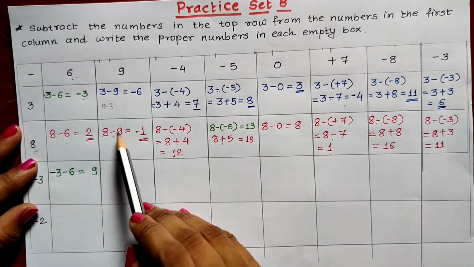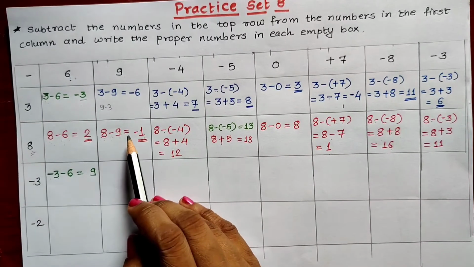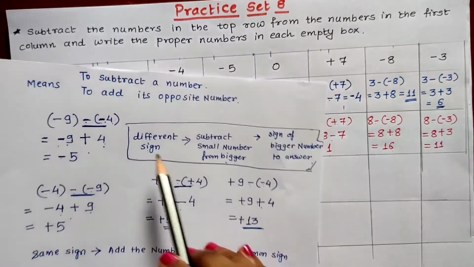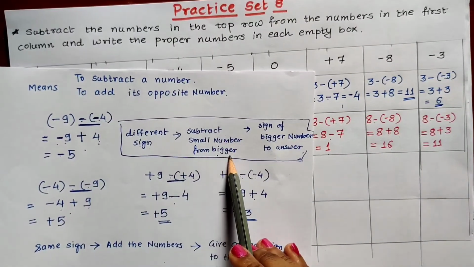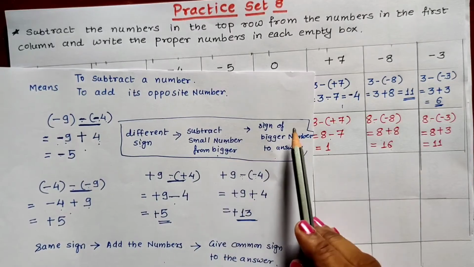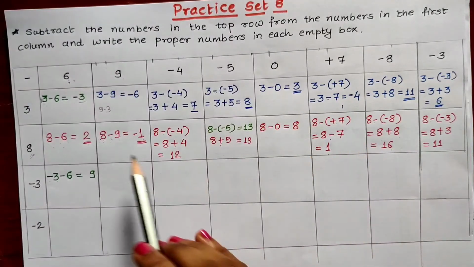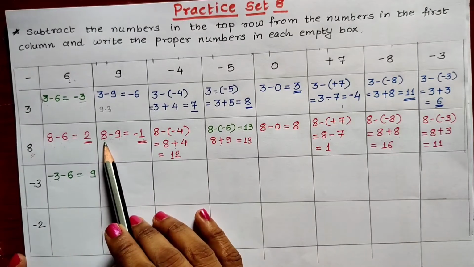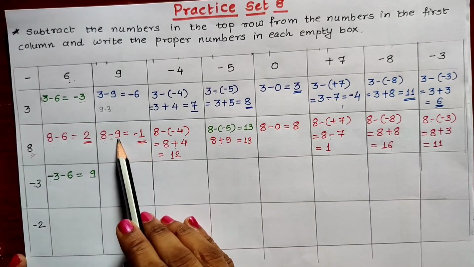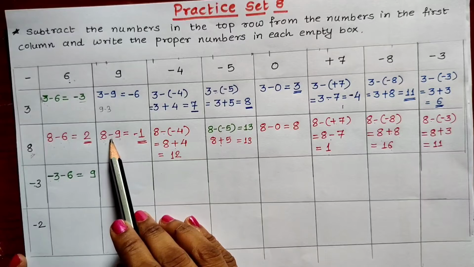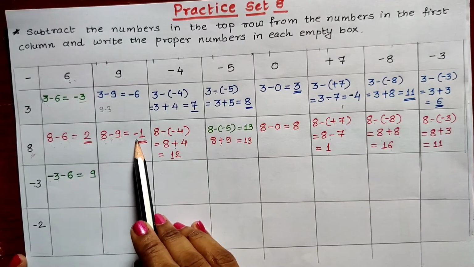So two different signs. When the signs are different, what should be done? Different sign, subtract the small number from the bigger and the sign of the bigger number should be given to the answer. So 9 minus 8 we have to do, answer is 1 and the bigger number's sign. 9 is bigger, sign is minus, so the answer should have minus sign.